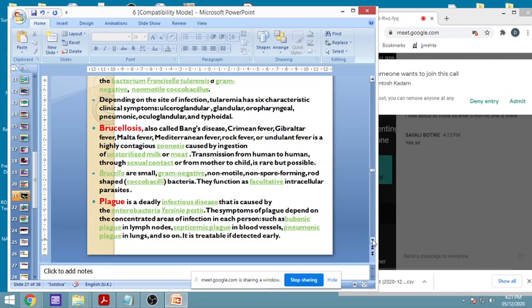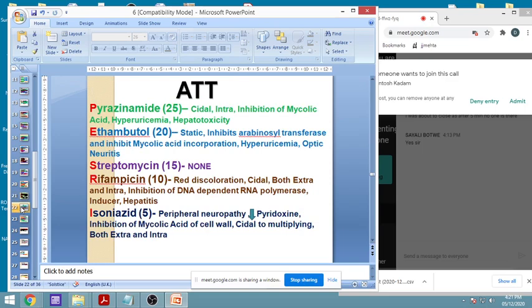Next is the combinations in anti-tubercular treatment. If we see anti-tuberculosis treatment, there are a few drugs which are very common. We will not discuss them now because we will have to discuss them separately in anti-tubercular drugs. So we will leave it now. We will not go for this.